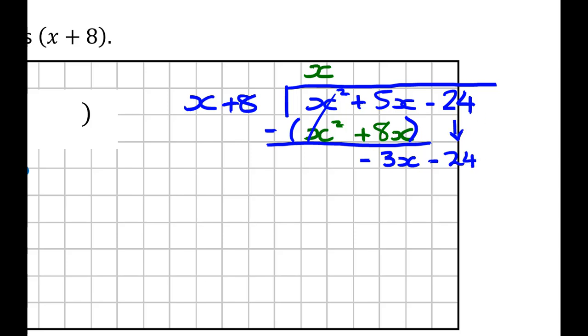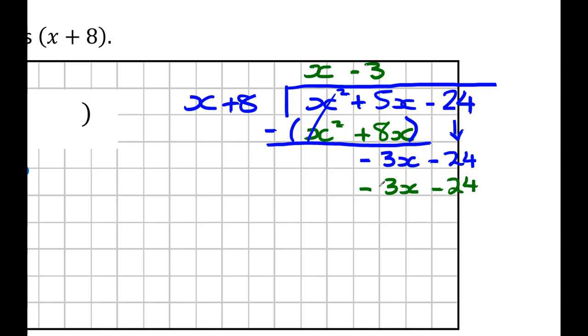So x times what gives you minus 3x? We need them to match, so it's obviously minus 3. So let's do that. Minus 3 times x is minus 3x, funnily enough. Minus 3 times 8 is going to be minus 24.